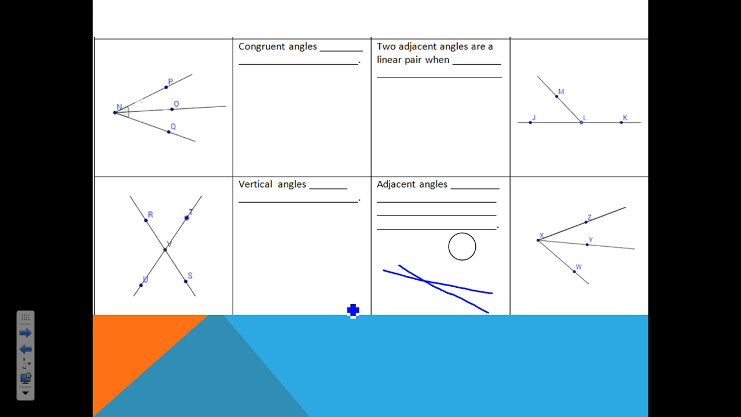That's bad. Try this again. Looks like the same drawing, right? Okay, it's off. I didn't orient it. So it looks the same, right? But angle ABC and angle ABD are not adjacent angles.